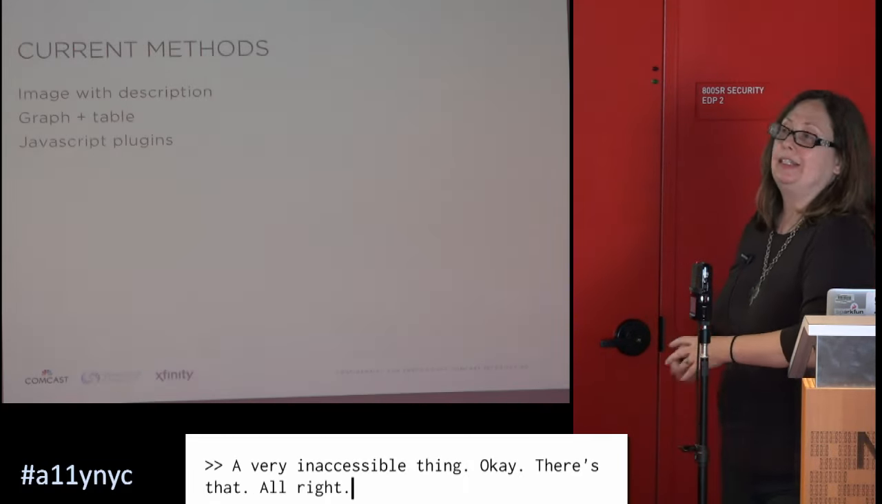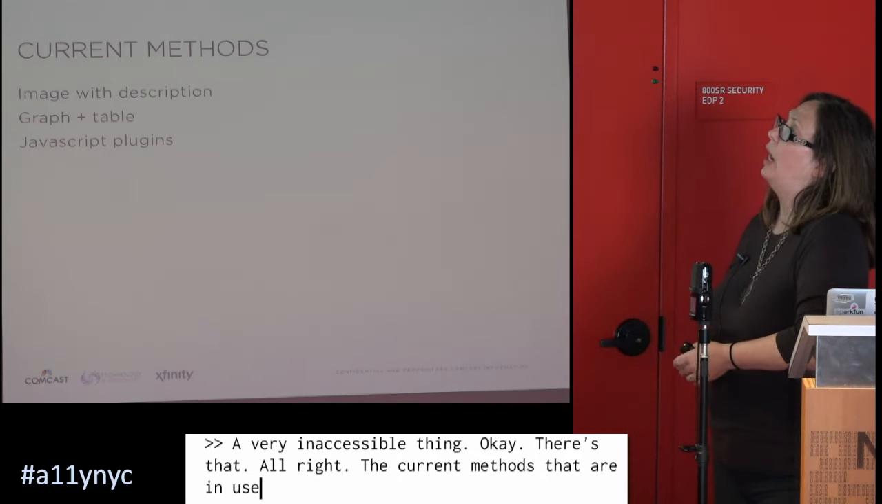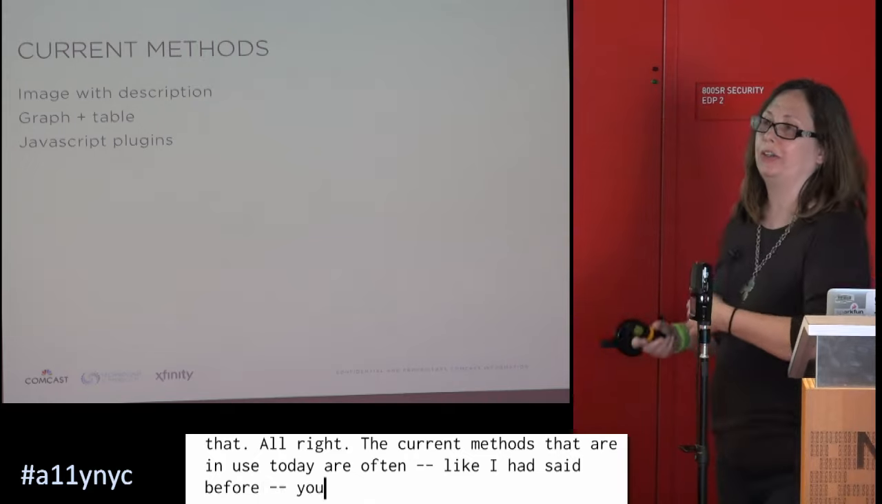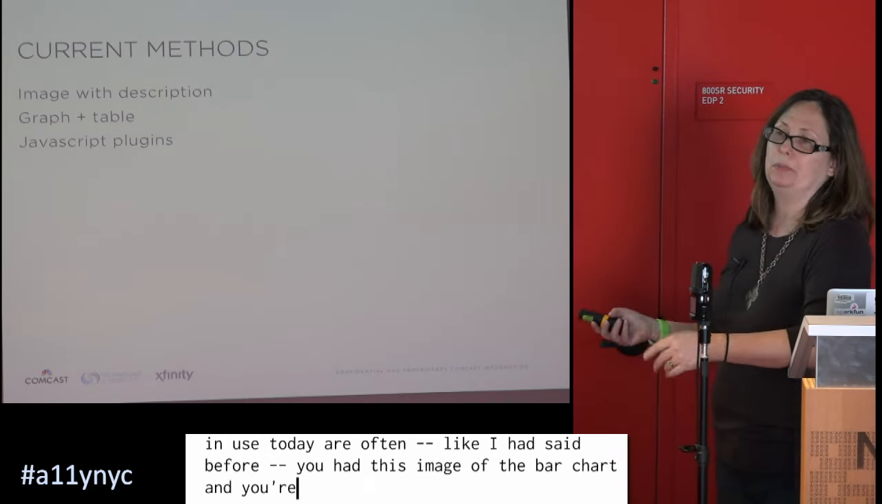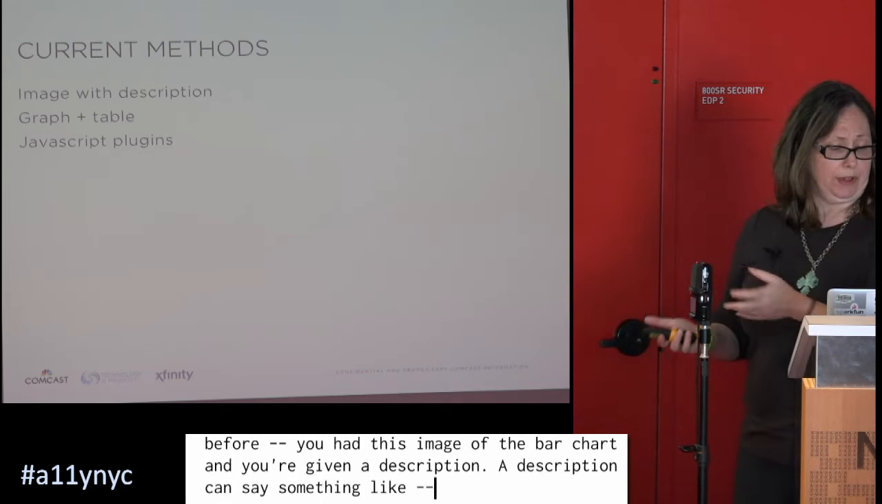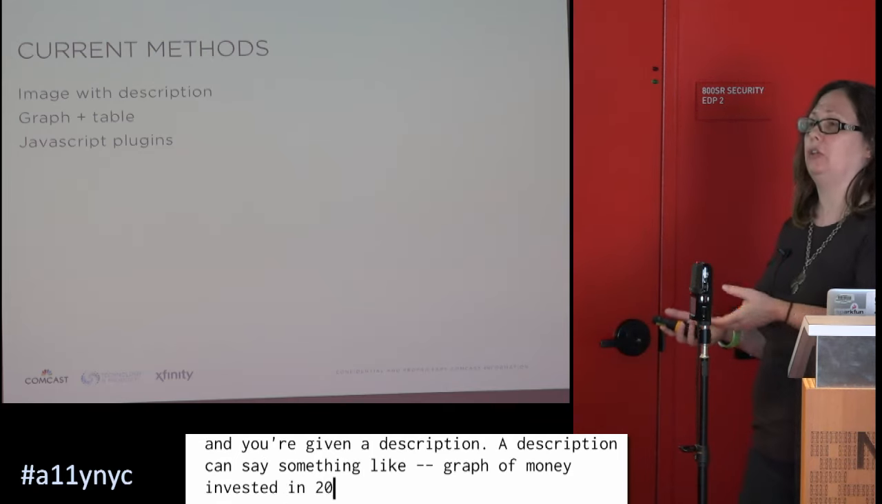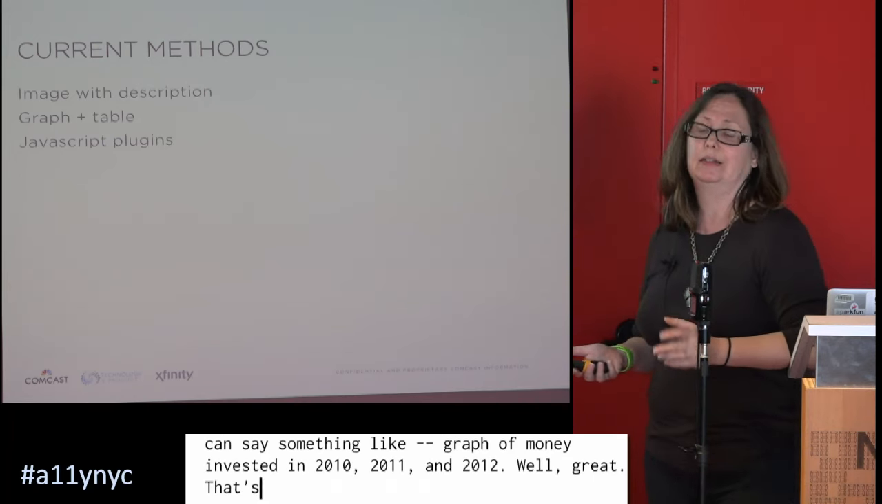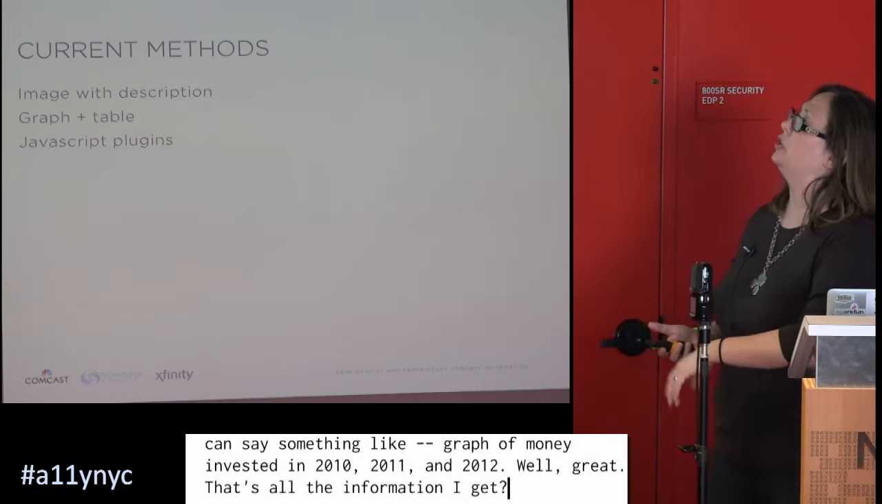The current methods that are in use today are often, like I had said before, you have this image of the bar chart and you're given a description. The description can say something like, bar graph of money invested in 2010, 2011, and 2012. Well, great. That's all the information I get. Doesn't give me enough information.